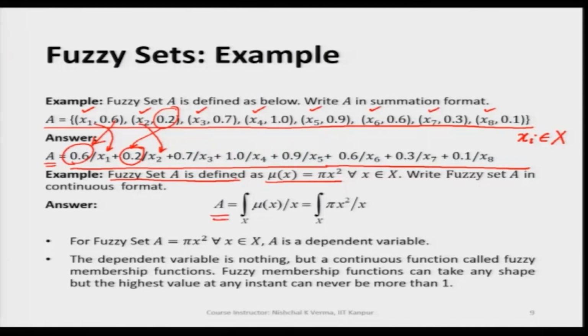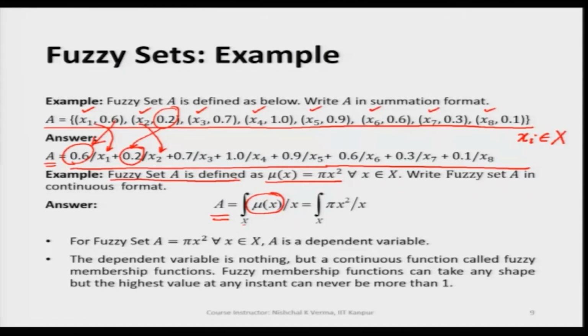So, A is the continuous fuzzy set, and as I mentioned, when we are writing a continuous fuzzy set, we use the sign of integration. So, here you see the sign of integration, and then just below this we write the universe of discourse, which is x, and then we write the continuous membership function. You see the continuous membership function is given as pi x square. So, we write this here, and then we write the corresponding elements.